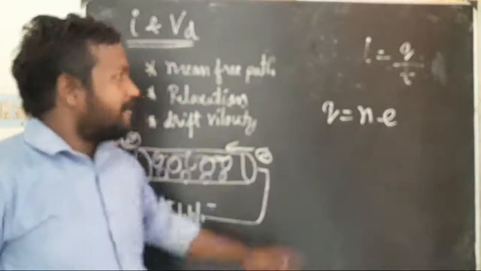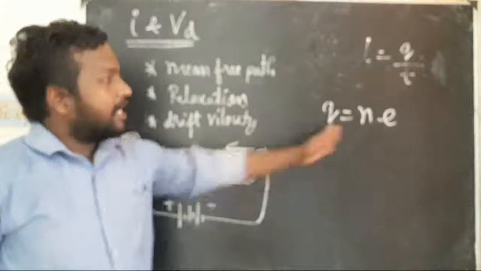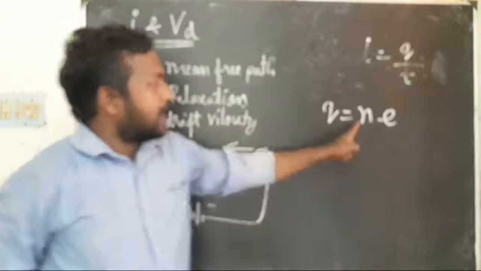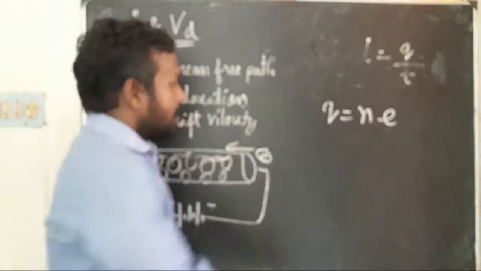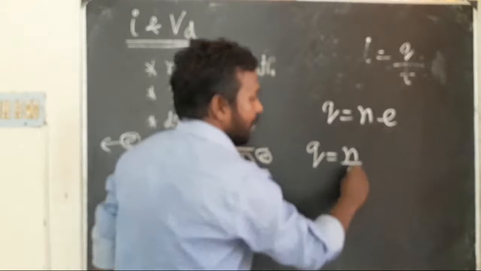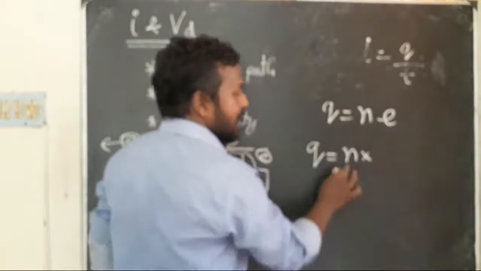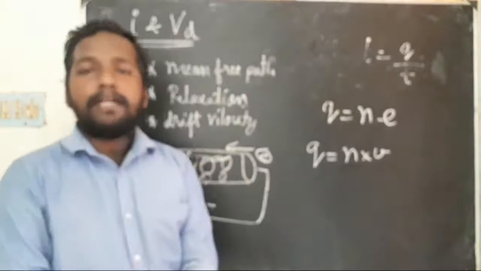When we take n as the number of electrons per unit volume of the conductor, the equation is not going to balance, because the denominator gets a volume. That we should manage. So first I am finding Q. Q is equal to the number of electrons per unit volume, and since that is divided by volume, I should also multiply by volume. Why am I multiplying by volume?